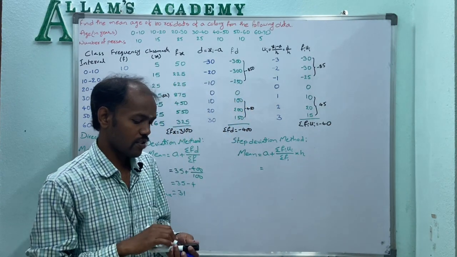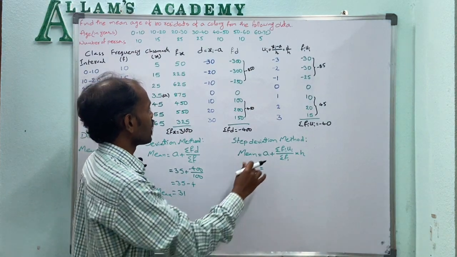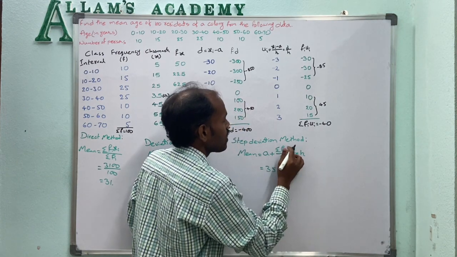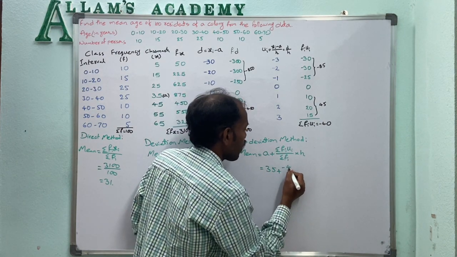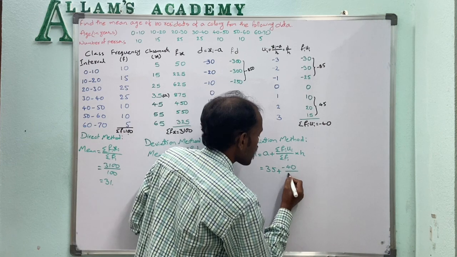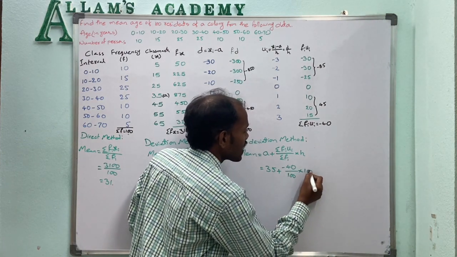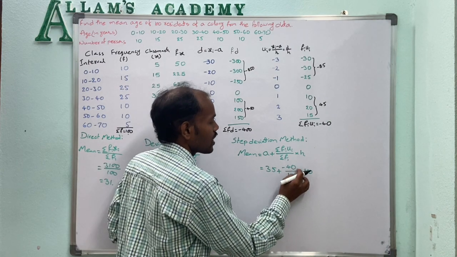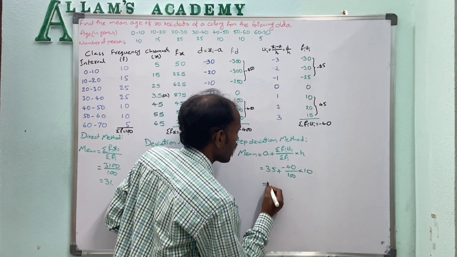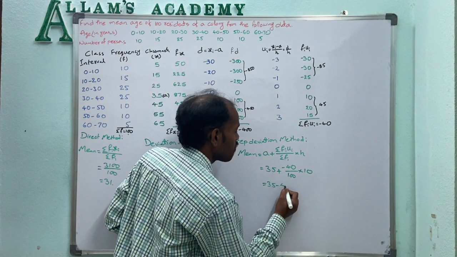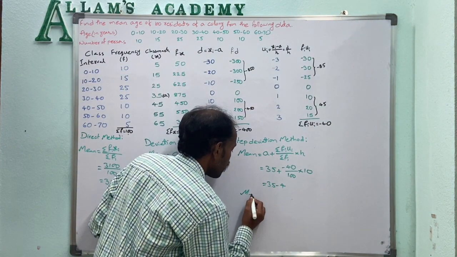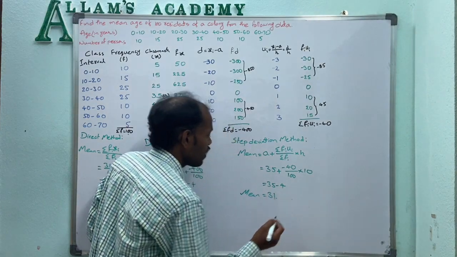Now substituting these values, the assumed mean is 35, which we know, plus summation fi ui, that is minus 40, by summation fi, which we know is 100, into h, the class height, which is 10. So minus 40 into 10 means minus 400. Minus 400 by 100 means minus 4. Plus into minus is minus, so it is 35 minus 4, which equals 31.